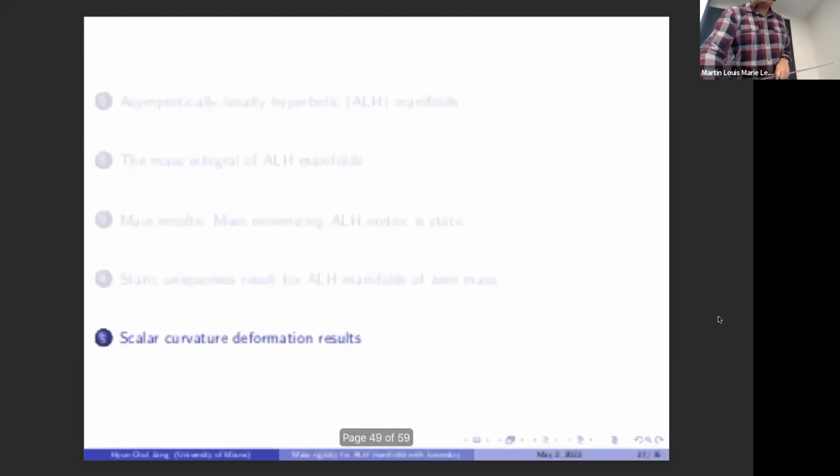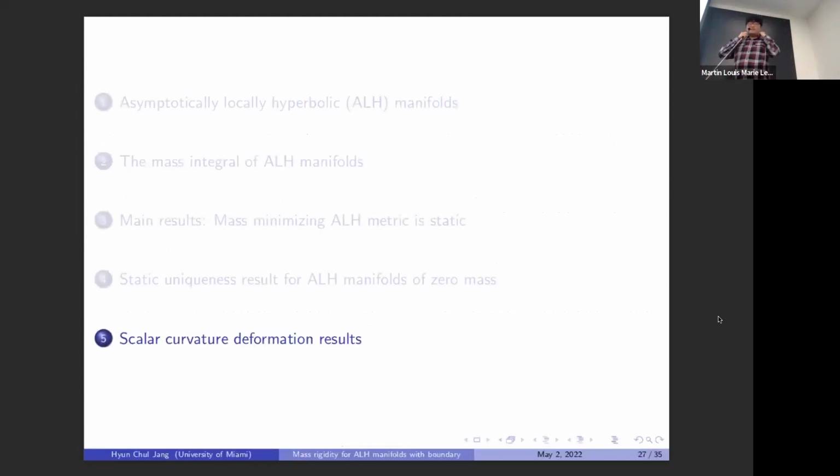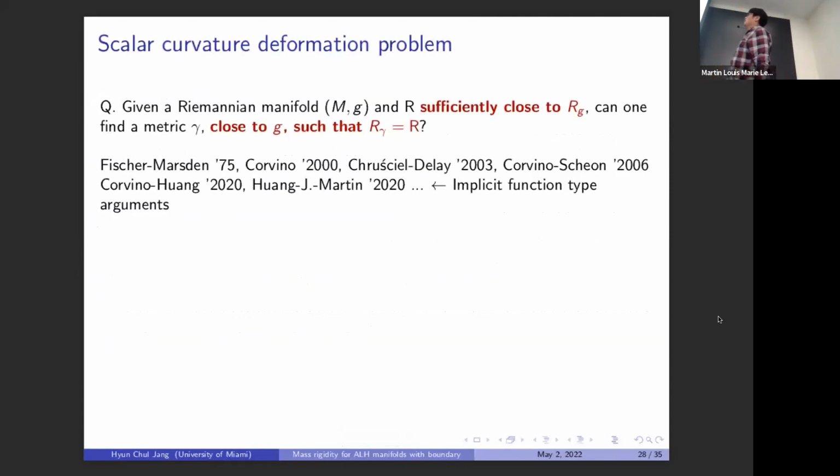Okay, let's move on. All right, so that was the static uniqueness result, very brief comments. And now I'm going to talk about the scalar curvature deformation result that we use in our proof. This is a famous problem: given a Riemannian manifold, we try to perturb the scalar curvature, then when can you achieve that? So I just wrote down some selected work about this.